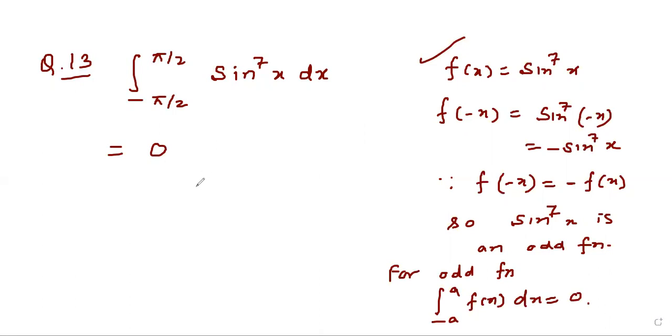Now let's consider the next question. Question number 14 says integration 0 to 2 pi of cos power 5x dx. Here we can apply a property. Since the length of the video is increasing, I will do this question in the next video.